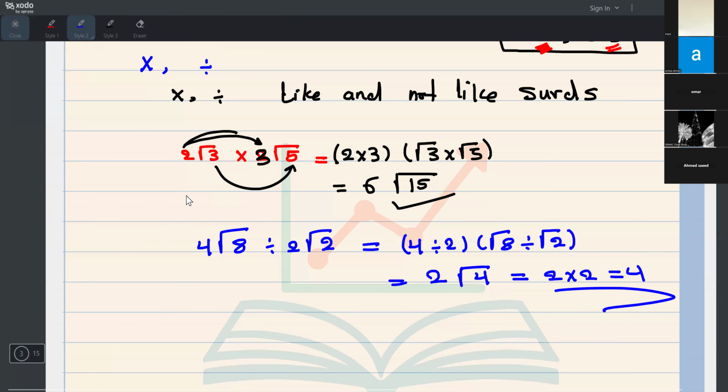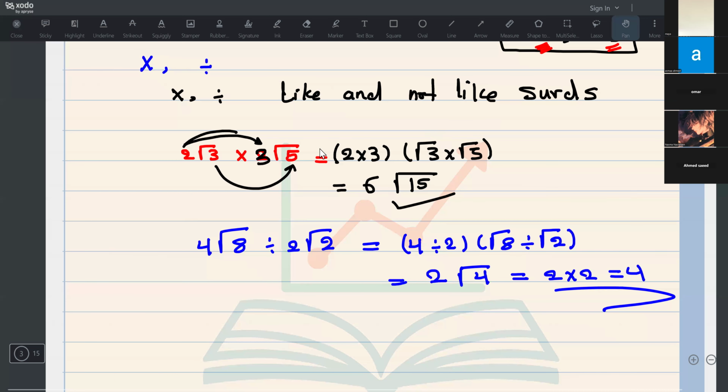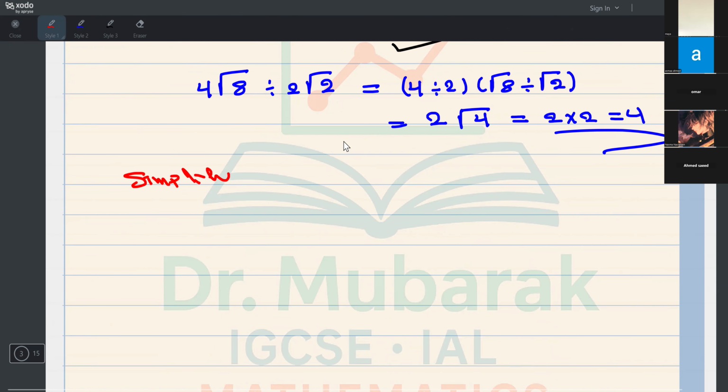With respect to addition and subtraction, we can add or subtract only like surds. We can't add or subtract unlike surds. Multiplication and division, we can do with like or unlike surds. Last thing, how can we simplify surds? For example, root 12 plus root 3.